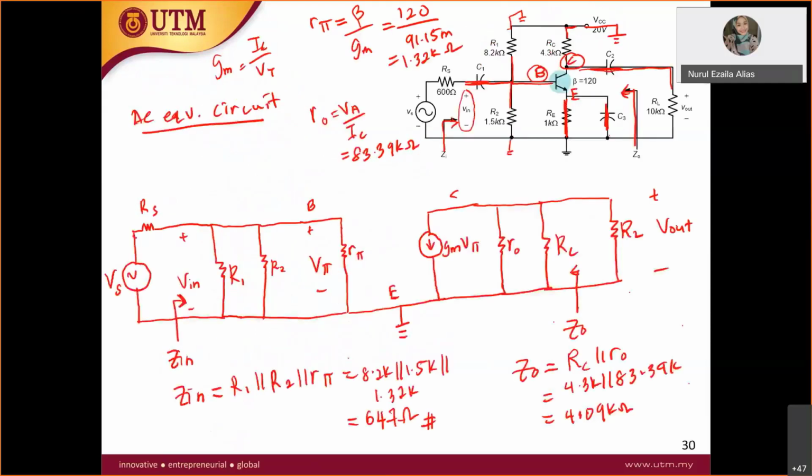So let's take a look at the circuit at the input loop here, student. So V in there is equal to what?